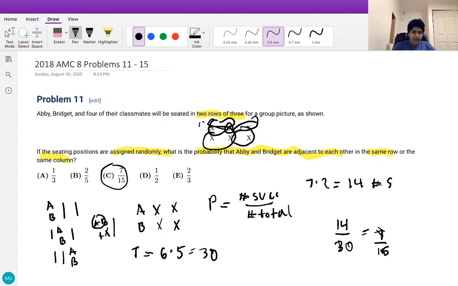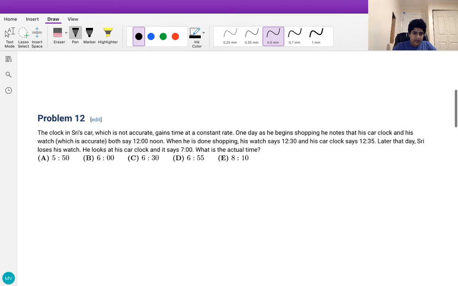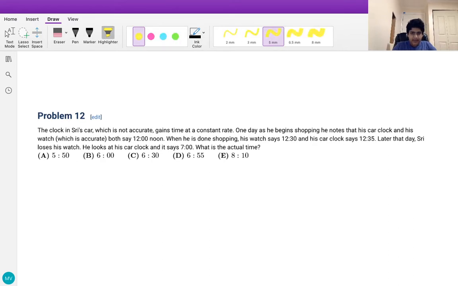Problem 12. The clock in Shree's car, which is not accurate, gains time at a constant rate. One day, as he begins shopping, he notes that his car clock and his watch, which is accurate, both say 12 o'clock. When he is done shopping, his watch says 12:30 and his car clock says 12:35. Later that day, Shree loses his watch. He looks at his car clock and it says 7 o'clock. What is the actual time?